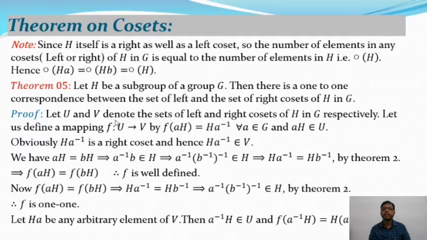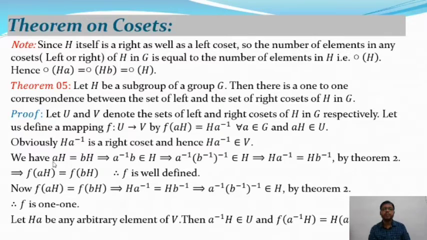Let U and V denote the set of left and right cosets of H in G respectively. So let us define a mapping f from U to V, where U is the domain and V is the codomain. That means U is the set of left cosets and V is the set of right cosets of H in G, by the relation f(aH) = Ha inverse for all a belonging to G, where aH belongs to U. So obviously Ha inverse is a right coset, and hence Ha inverse belongs to V.